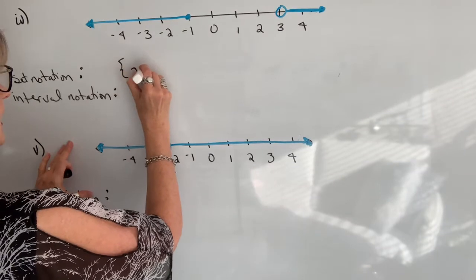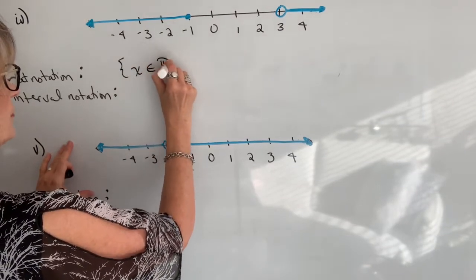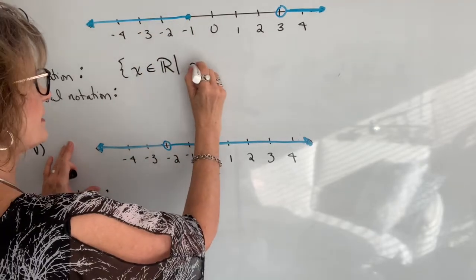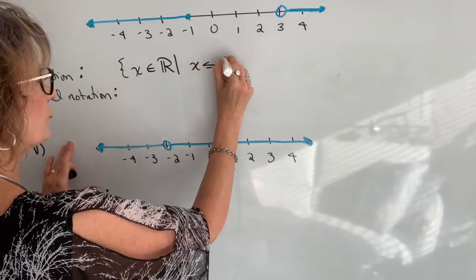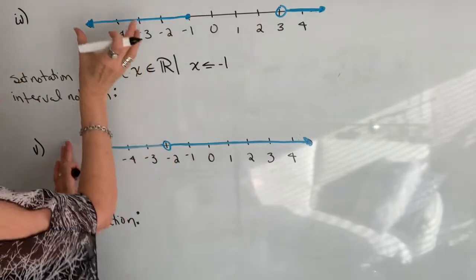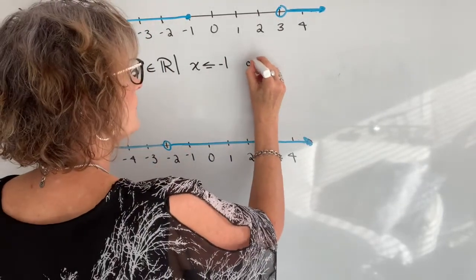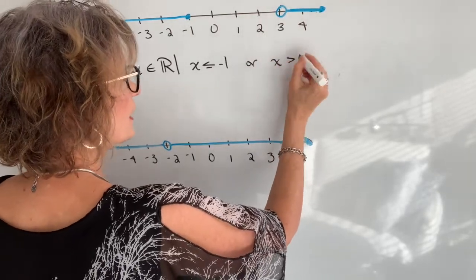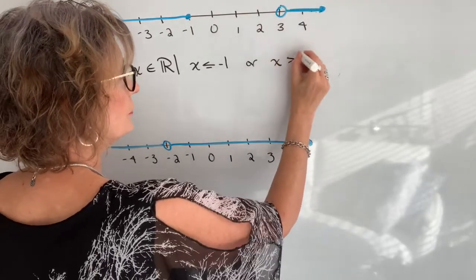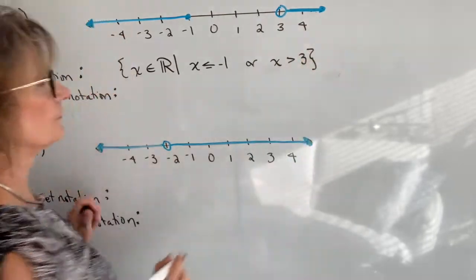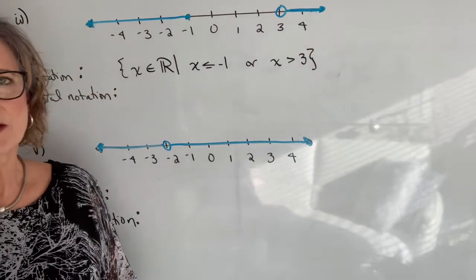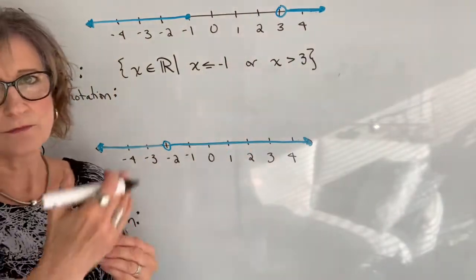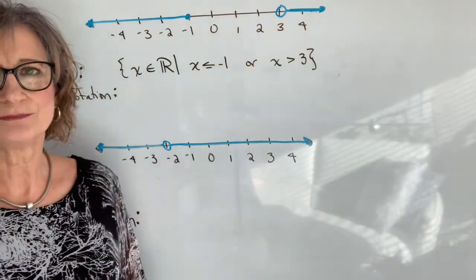We would say x is an element of the set of real numbers such that, so we'd say our first interval, which is x is less than or equal to -1, so that indicates our very first interval, or the other interval is x is greater than, but not equal to, because it's an open circle, 3. So that's how we could express more than one interval. We would use the word or to indicate each separate interval.